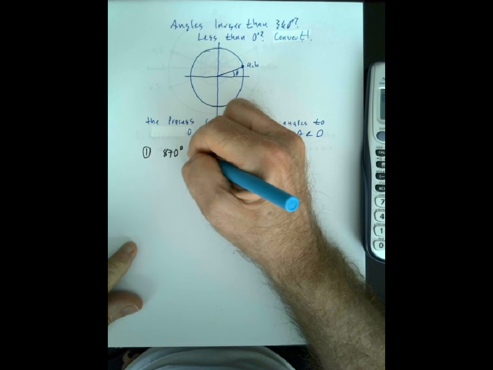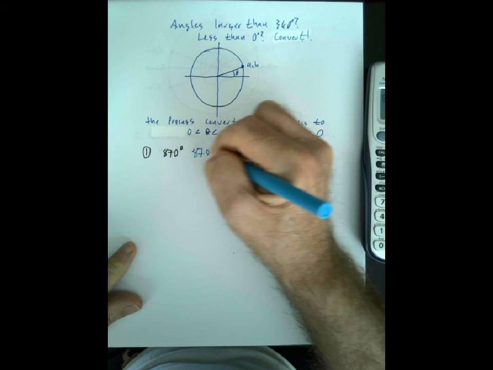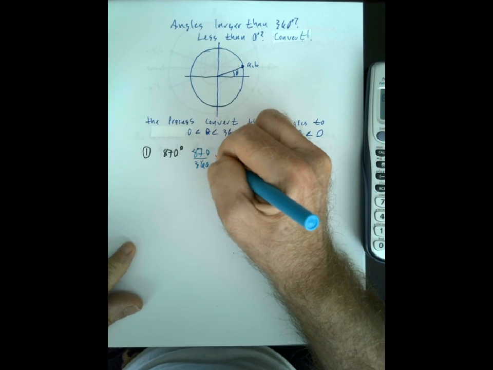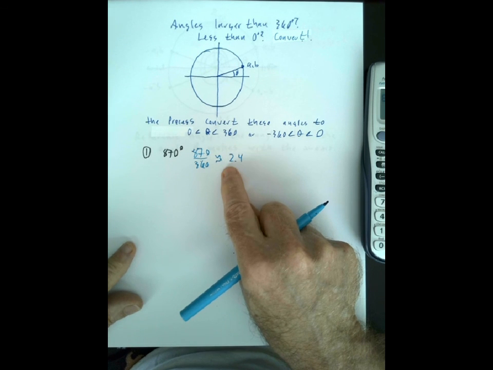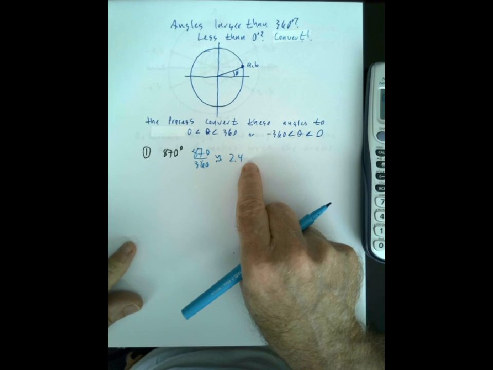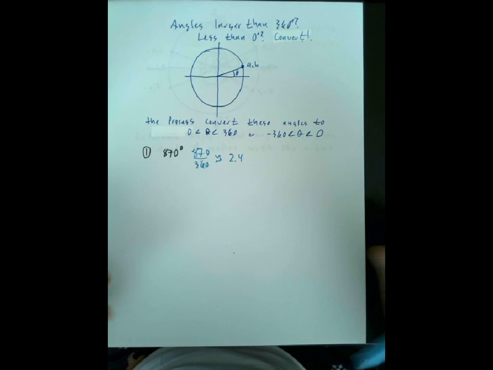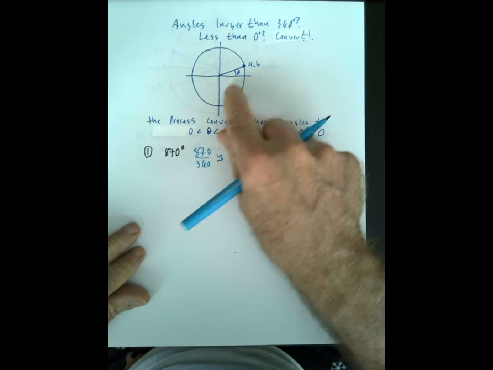So I'm going to write this out here. 870 divided by 360 is about 2.4, right? So that means it makes 2 rotations plus a little bit more. That little bit more will tell us the actual angle, what quadrant it's going to be in and what angle it corresponds to within the first rotation.